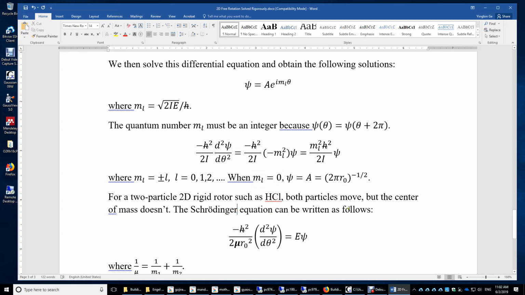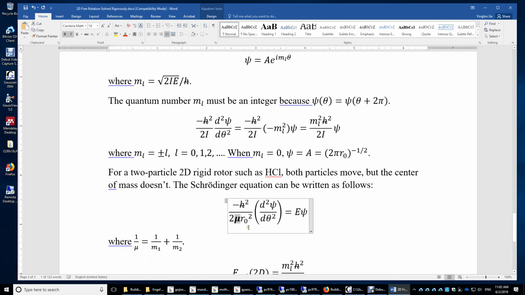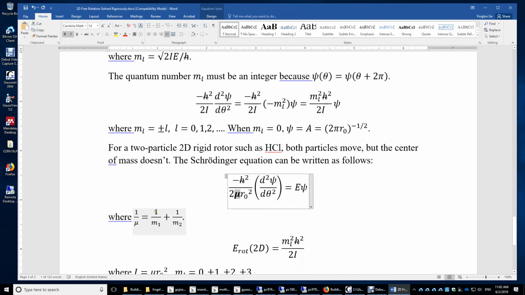And then the Schrodinger equation can be written as follows. The only difference here is the mass of one particle should be replaced by the reduced mass of 2 particles. And how do we compute this mu, the reduced mass? 1 over mu equals 1 over m1 plus 1 over m2. Basically, if you have 2 particles, you just plug in the mass of particle 1 here and the mass of particle 2 here.